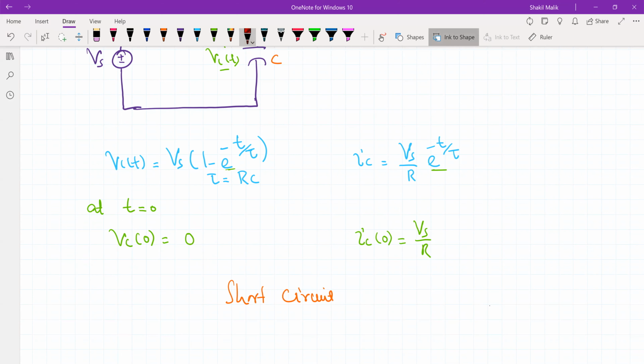You can have a look at this. So the element at t equal to 0 is behaving like a short circuit. All right, this is a very, very important observation.